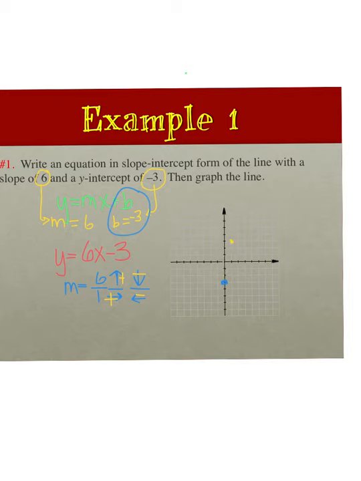Now, again, I always think to myself, my line has a positive slope. It should be rising left to right. So if I was to connect this blue dot to the yellow dot, it is rising. 1, 2, 3, 4, 5, and I'm off the grid slightly, 6. Let's label our points. 3 points should always be labeled: 0, -3; 1, 3; 2, 9. Okay, and we're done with that one.